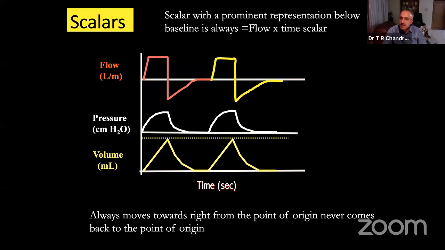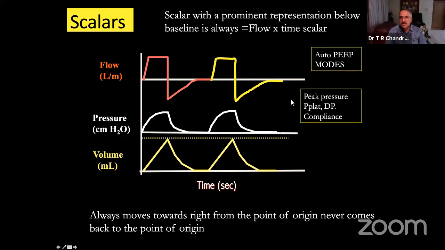And in a loop, if there is a representation below the baseline, you can say it is a flow volume loop. So these are the things generally you can find out with your flows: auto-peep and modes and secretions. And if it is pressures, as I have said, peak pressure, plateau pressure, dynamic driving pressure, and compliance can be estimated with this. And volume, as I have said, flow and volume are same.